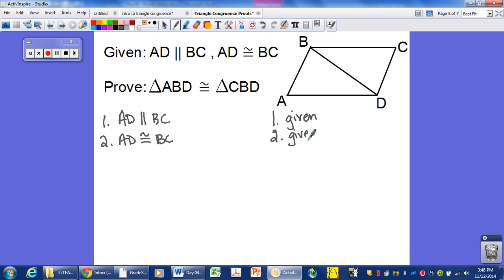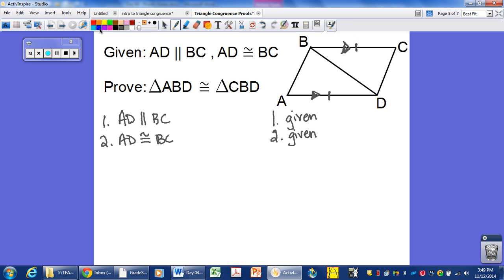Okay, so in this case, I have one line for each of my givens. Sometimes you could stack this and have two statements on one line. Really depends on how your teacher likes you to do it, or how you like to do it. It doesn't matter to me and my students. So I have that AD is congruent to BC. I also know that they are parallel, so I'm going to mark that they're parallel because that's important.